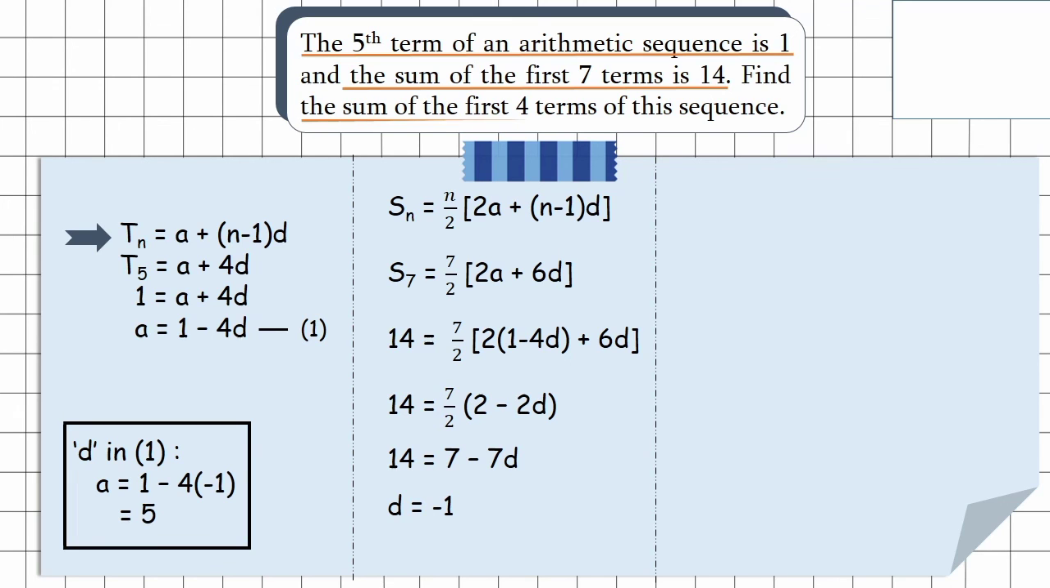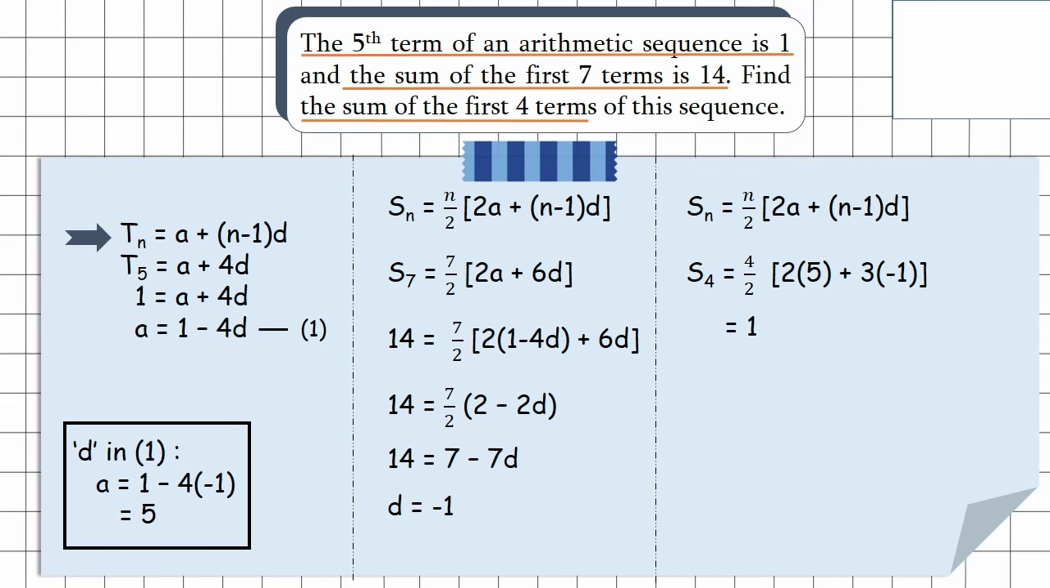The question is, find the sum of the first 4 terms of this sequence. To find the sum of the first 4 terms, we will also use the formula Sn equal to n over 2 times (2a plus (n minus 1) times d). We already have the values of n, a, and d, so we just need to substitute the values in the formula. Use a calculator to find the answer.